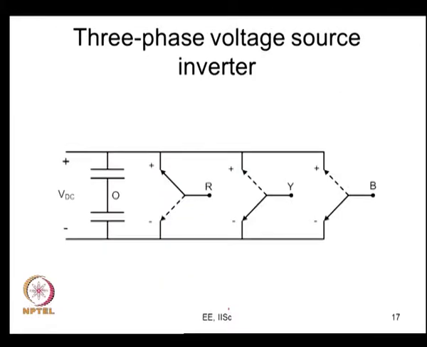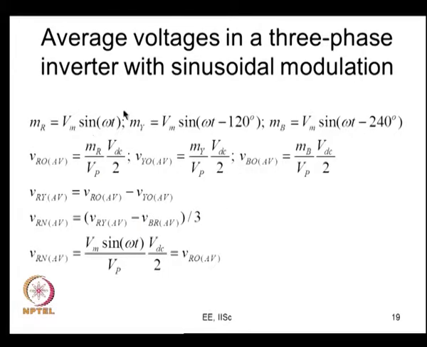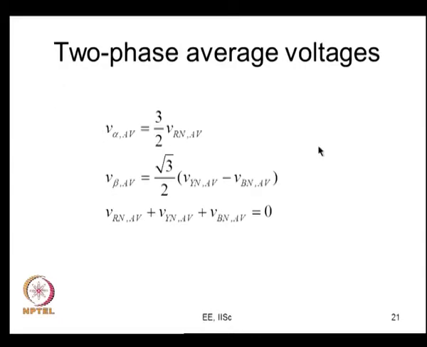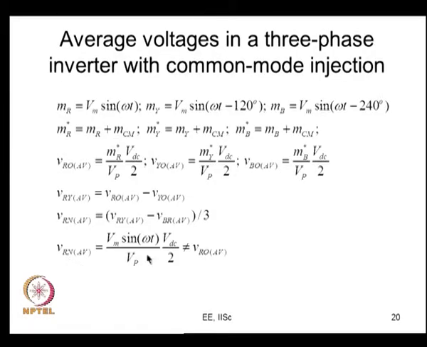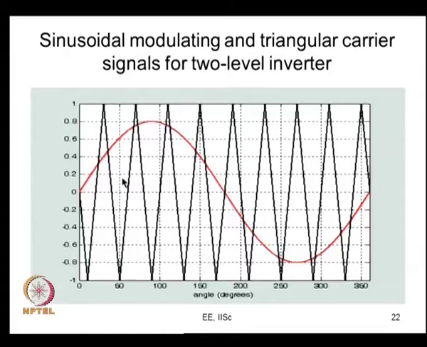So, if you have a 3 phase voltage source inverter, you can do a sinusoidal modulation using 3 phase modulating signals as shown here, and these would be the average voltages, and this would be the average voltages when you have common mode added. These are the 3 phase average voltages applied on the load. Vr average, V1 average are the 3 phase average voltages applied on the load. From that you can calculate your V alpha average and V beta average, and so all this is possible.